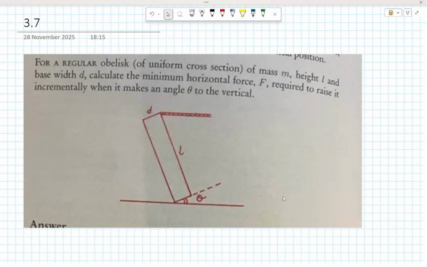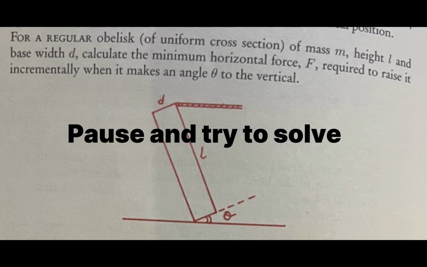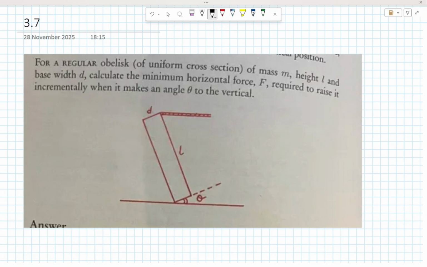Hello everyone, today we're going to be solving the following question. It looks pretty simple, not much going on. We just have a force here and we of course have the weights here. So it looks pretty simple.